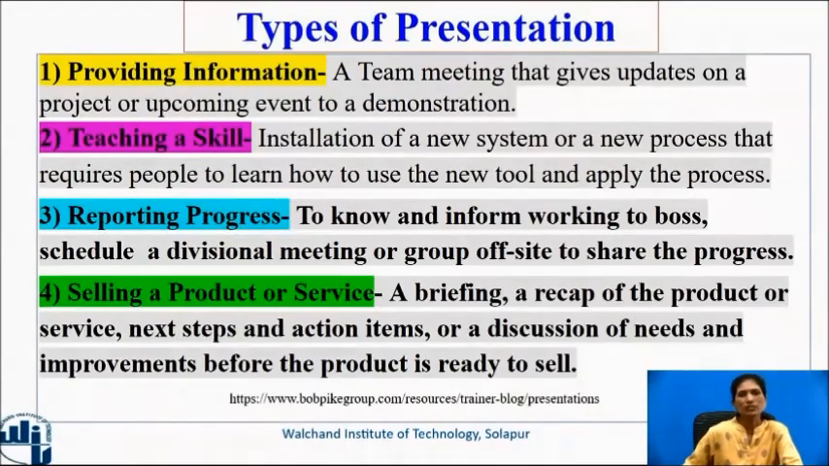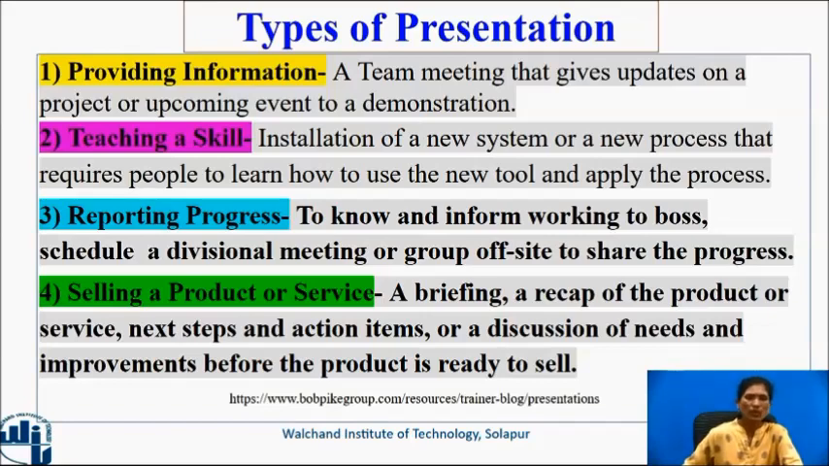Among the types of presentation, providing information includes a team meeting that gives updates on a project or upcoming event, or a demonstration. Second, teaching a skill: installation of a new system or process requires people to learn how to use the new tool and apply the process. Third, reporting progress: to inform your boss, schedule a divisional meeting or a group meeting to share the progress.